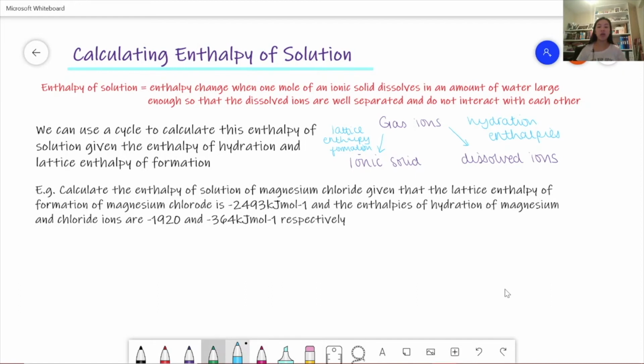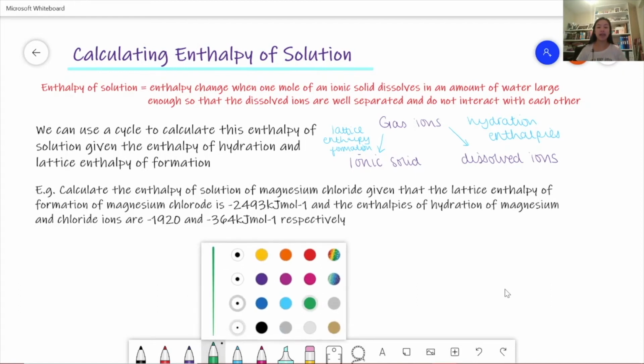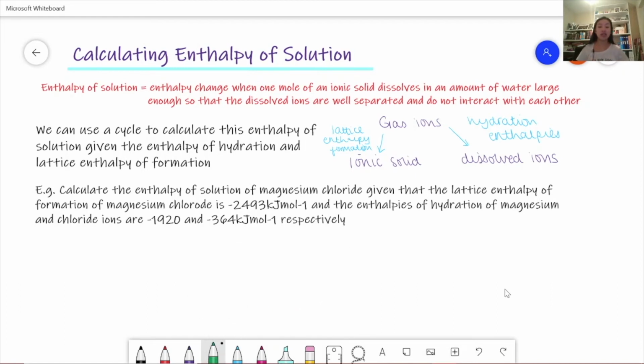And so then we can work out this ionic solid to dissolved ions. And this is what the enthalpy of solution is. So we're changing 1 mole of an ionic solid into its separated dissolved ions. And so this is the delta H of solution. This is how we write it. And so this is this kind of cycle that we get.